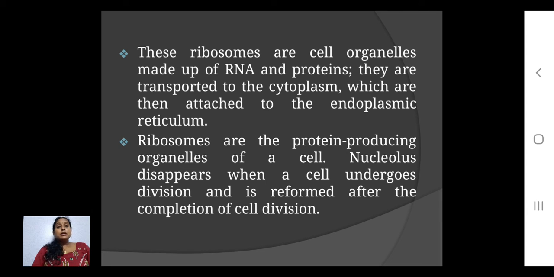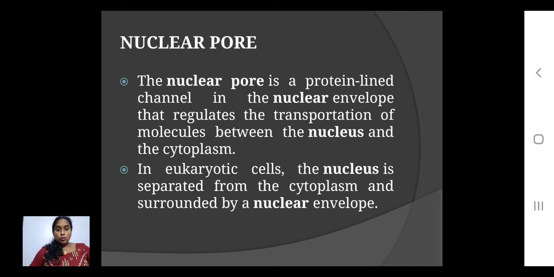For example, if the cell is present in the liver, when the liver cell multiplies or matures, its function is also transferred as such to the daughter cells. So here they need the synthesis of ribosomes, and that happens in the nucleolus.